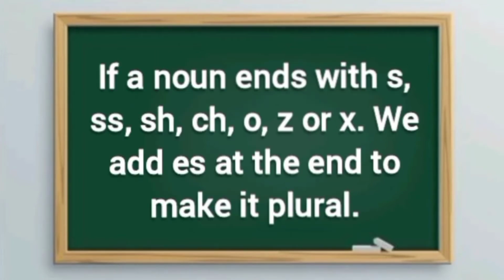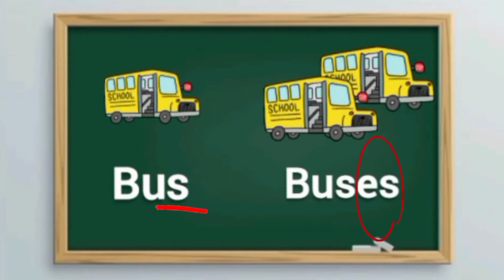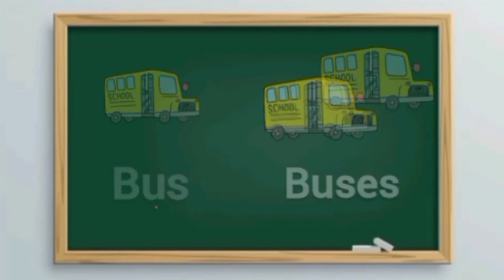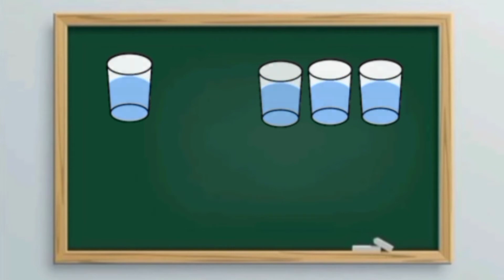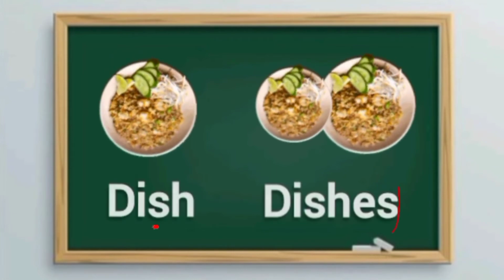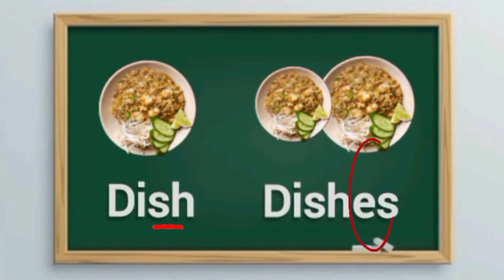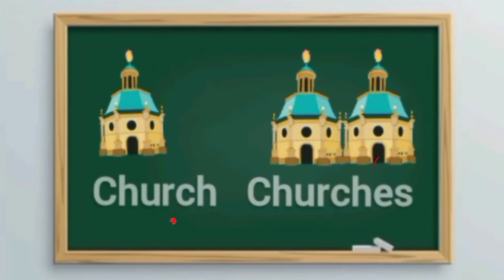And if a noun ends with s, ss, sh, ch, o, z or x, we add es at the end to make it plural. Come, let's see few examples. Bus, because it is ending with s, we add es and it becomes buses. Glass becomes glasses. Dish becomes dishes. Church becomes churches.